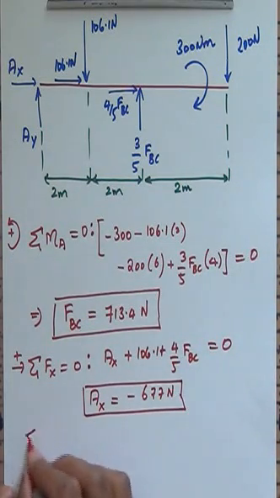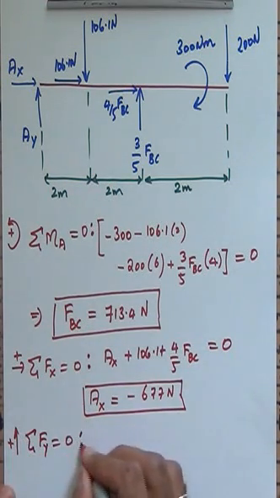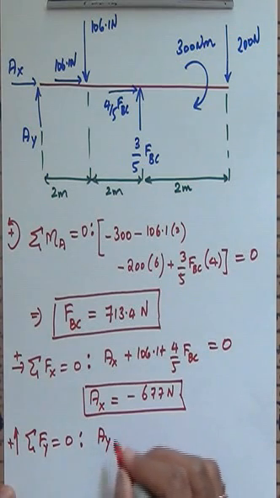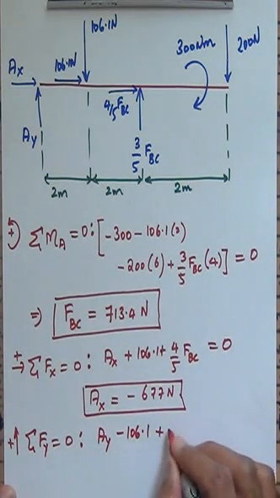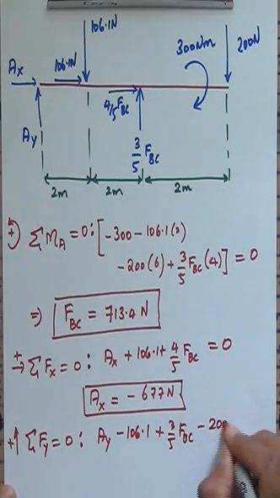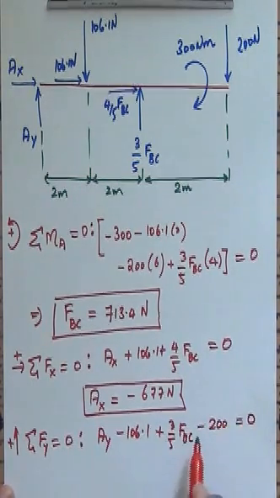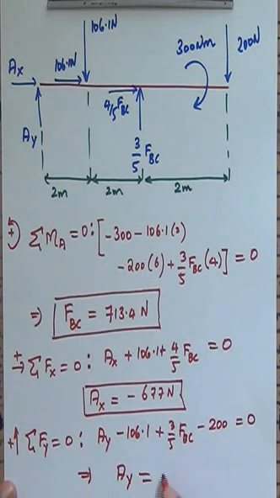And then sum of forces along the y direction is equal to 0. If I sum forces along the y, I'm going to have an AY minus 106.1. I'm going to have a plus 3/5 FBC minus a 200 is equal to 0. FBC is a pretty large value, so that's going to be trumping the 200 and the 106.1 Newton forces, which means that AY will also end up being negative, approximately 122 newtons.